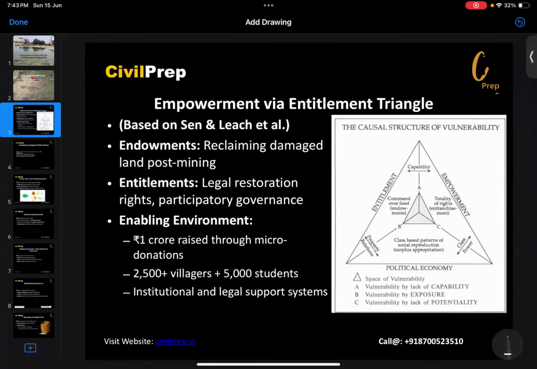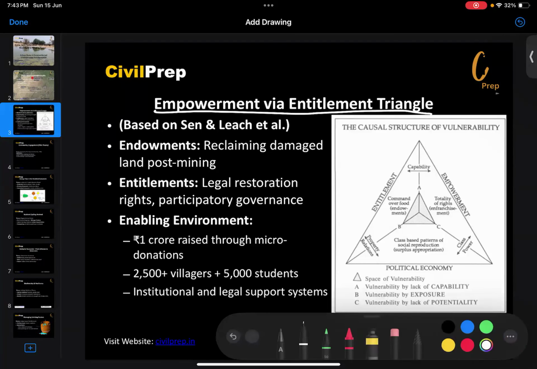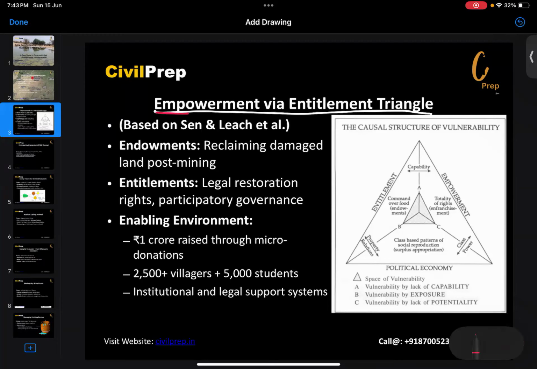Now, moving forward, what models, theories, and laws can we apply here? I'll just change the color so that there is no confusion. Okay, so I'm changing it to red here.